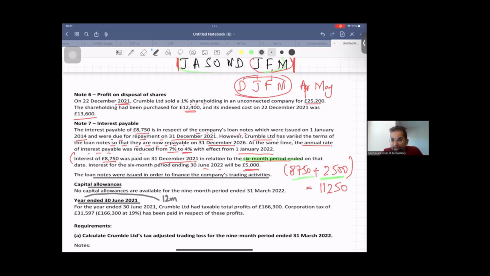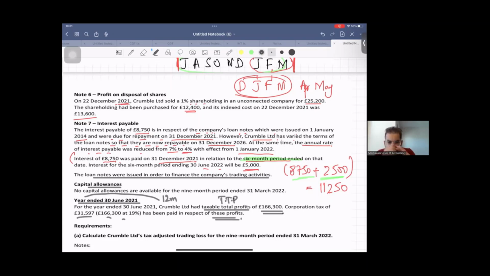And they are giving you the profit of previous accounting period. See, for the year ended 30th June 2021, Crumble Limited has taxable TTP of 166,300. Corporation tax of this amount has been paid in respect of these profits. Now, I have a quiz. Why examiner is giving you last 12 months TTP? Can anybody tell me? Why examiners, can anybody write?